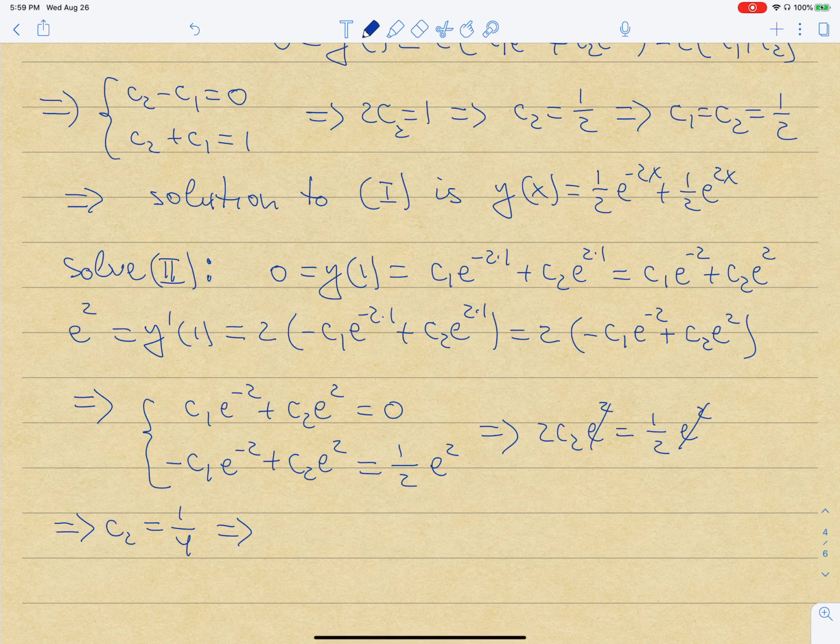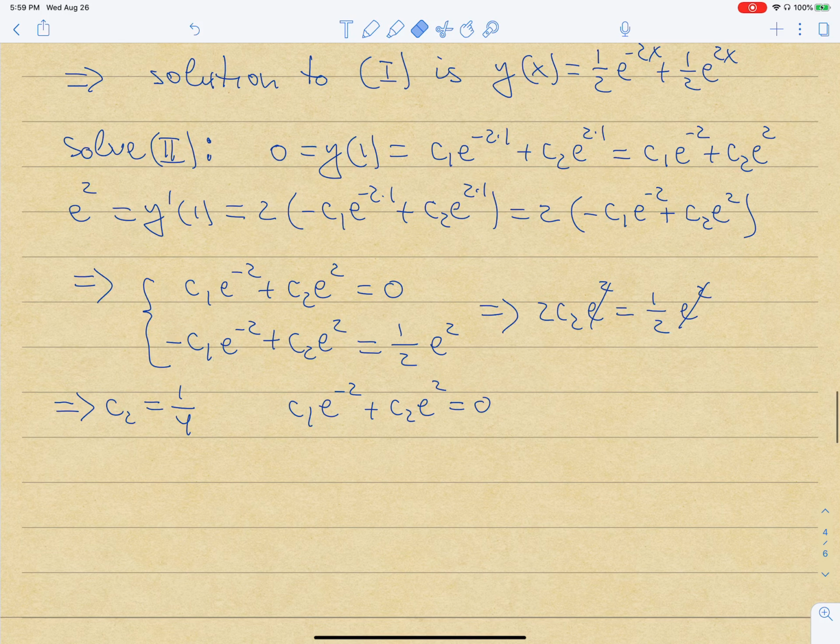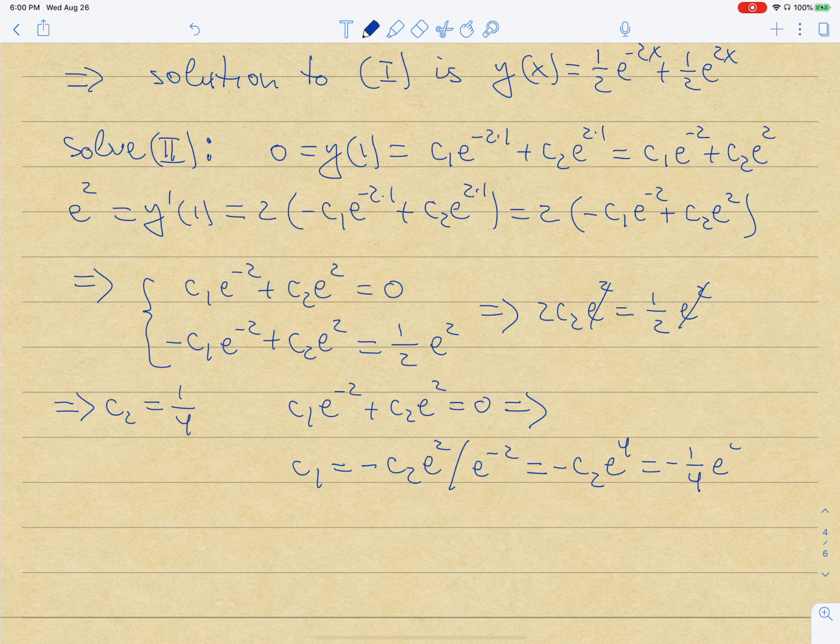And then if C2 is equal to 1/4, from the first equation I see that C1 e to the minus 2 plus C2 e squared is equal to 0. And so therefore, from here, it will follow that C1 is, so I move C2 e squared to the right-hand side, and I divide by e to the minus 2. Dividing by e to the minus 2 is the same thing as multiplying by e squared, so this would be minus C2 e to the 4th. And so therefore, C1, because I know that C2 is 1/4, is minus 1/4 e to the 4th.